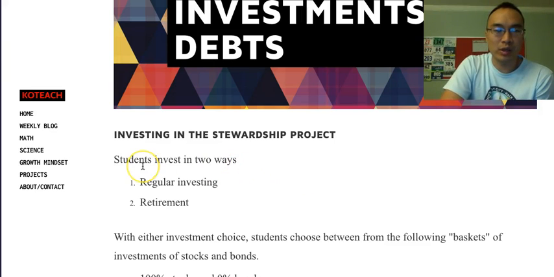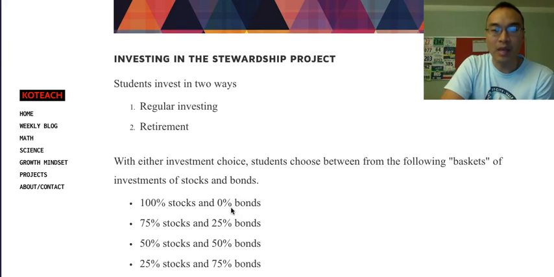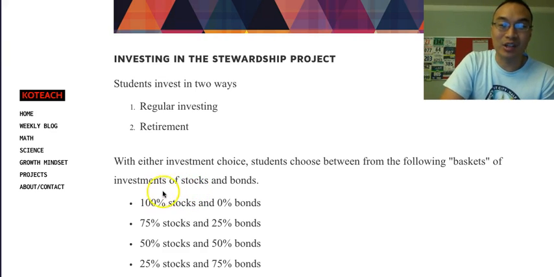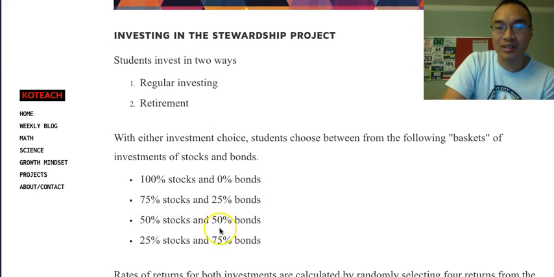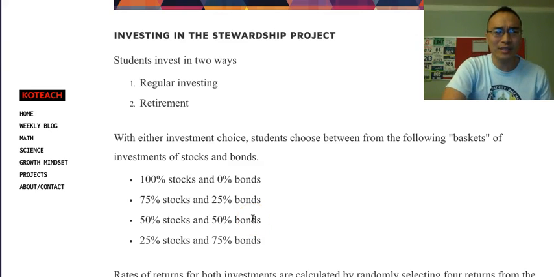Just as a quick reminder, there are two ways to invest: regular investing and retirement. And both of these ways use a basket of investments. So you can have a basket that's 100% stocks and no bonds, or you can have a basket that's half stocks and half bonds. So you're asking, what's the difference? Well, as we looked at last week, with stocks, you can gain a lot of money or you can lose a lot of money. With bonds, you can't gain as much, but you also won't lose as much.